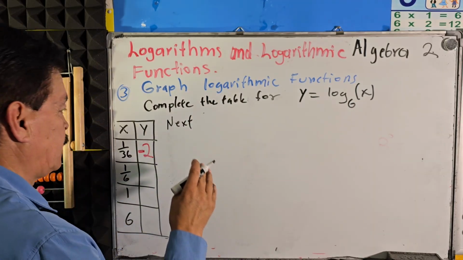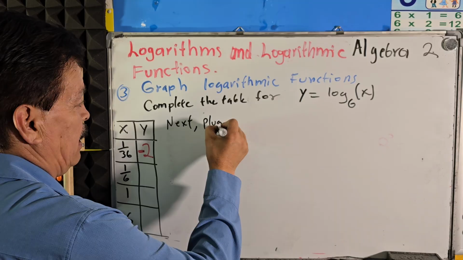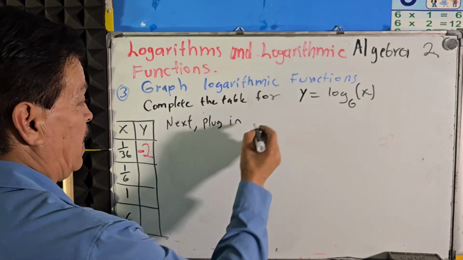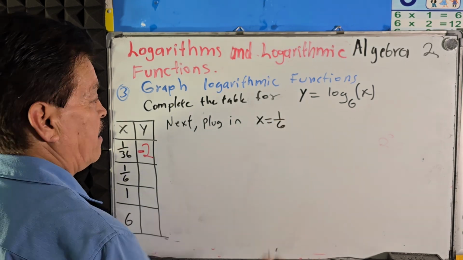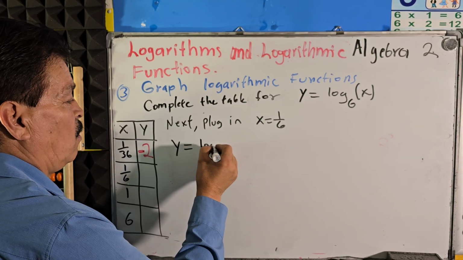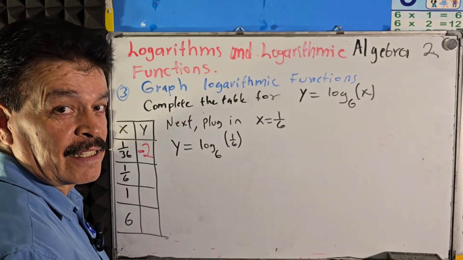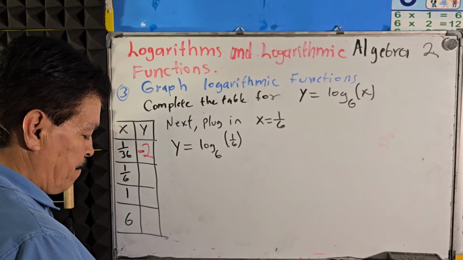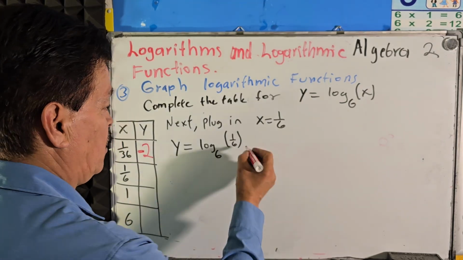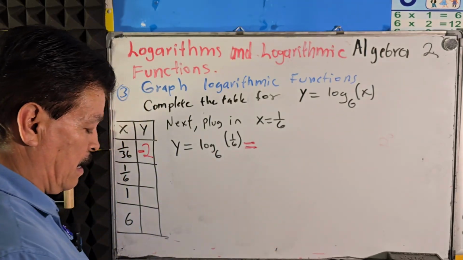Next, we have to plug in 1/6. So we have to write x equals 1/6. Okay, write our formula, our problem: y equals log of 1/6 with the base 6. Correct? When you solve this problem, what is the answer? So this one equals 1.